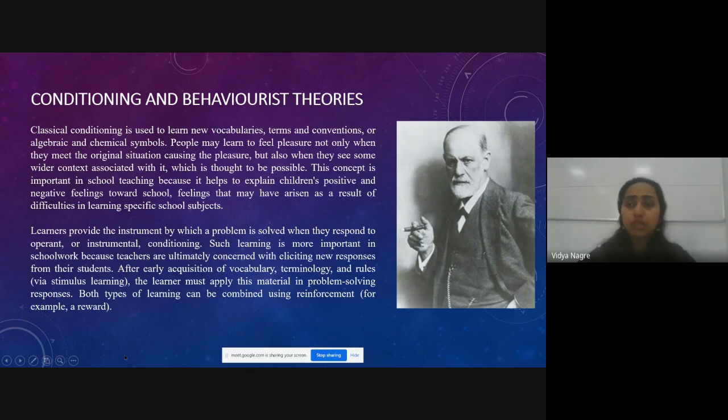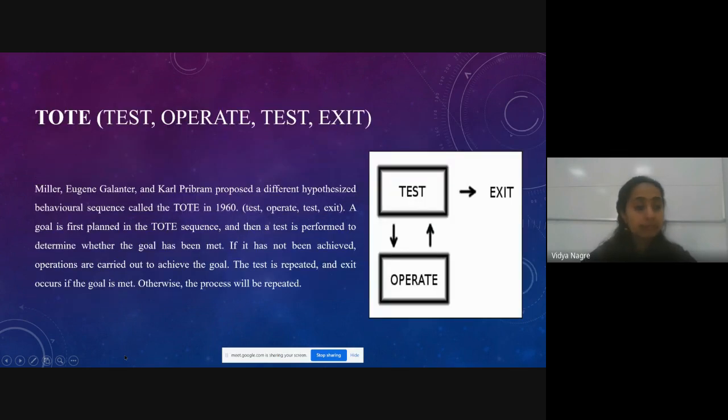Previously, there used to be a reward and punishment technique, but the punishment technique will not at all work in today's condition because we have different rules and regulations, and children's mentality and psychology are changing. You have to understand that.